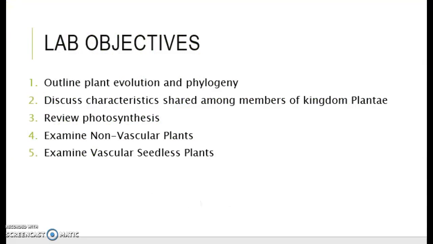Welcome to the class tonight, and we're going to do a short review of our Plant Lab Part 1. Our lab objectives for today are to outline plant evolution and phylogeny, discuss characteristics shared among members of the kingdom Plantae, review photosynthesis, examine non-vascular plants, and examine vascular seedless plants.